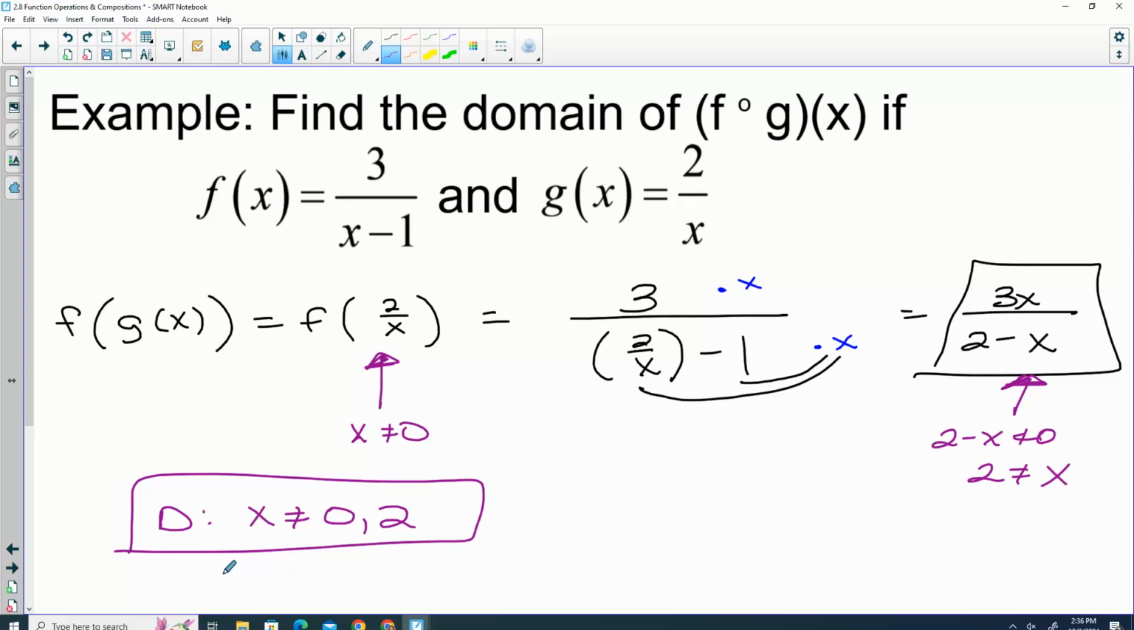Again, if you wanted to give interval, you certainly could. Negative infinity to 0, union 0 to 2, union 2 to infinity. But I will allow it if you just want to go ahead and list it. Questions on that one? Let's try another.